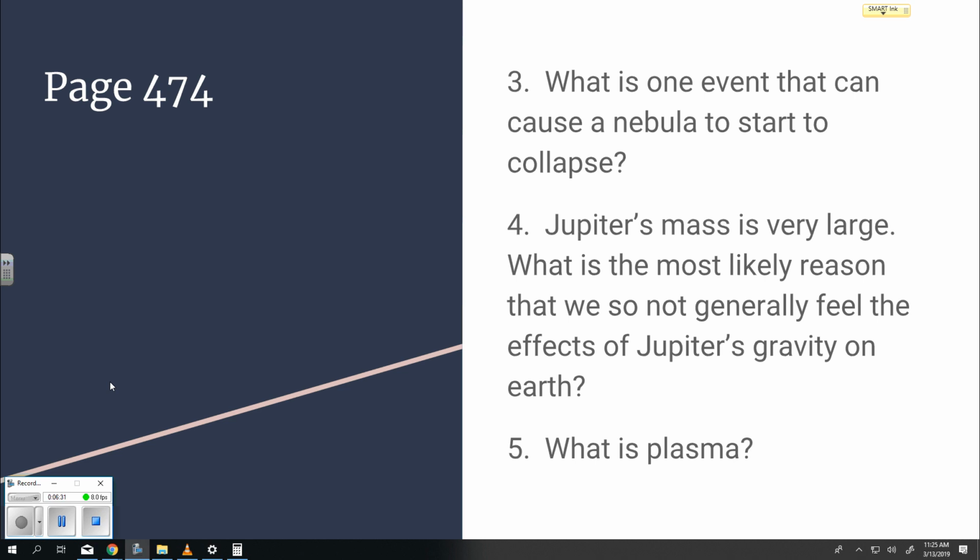Matter collects in the center of the protostar. As more matter enters the protostar, gravitational energy changes to heat. This heat energy increases the temperature of the protostar. The protostar continues to contract and increase in temperature for millions of years. Over time, the gas in the protostar becomes extremely hot.